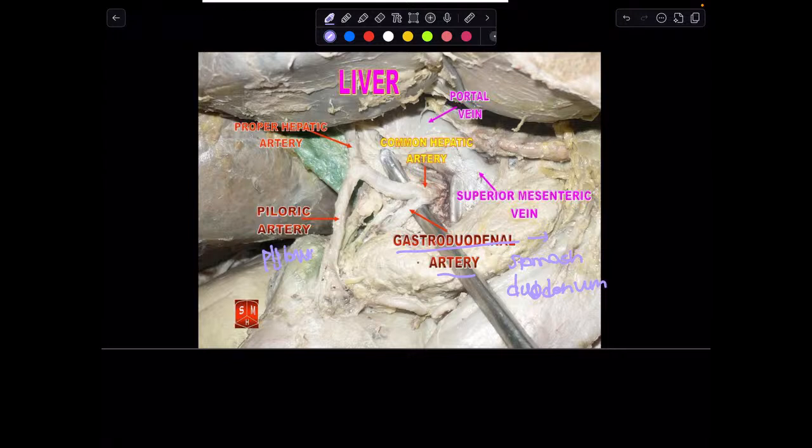Okay, let me ask you a question. Wait. So the proper hepatic artery, where does it come from? The proper hepatic artery originates from the common hepatic artery. After the common hepatic artery branches off from the celiac trunk, it splits into the proper hepatic artery and the gastroduodenal artery. Wait a second. This diagram shows the common hepatic artery branching off to two things.